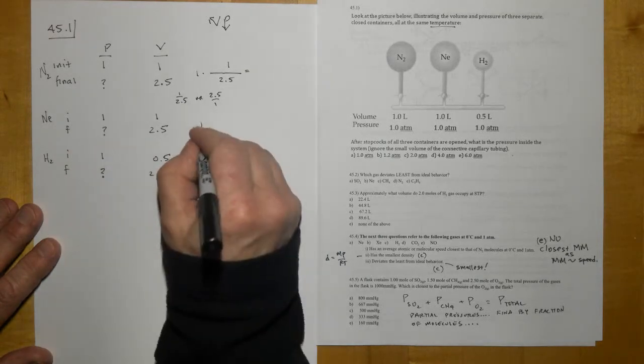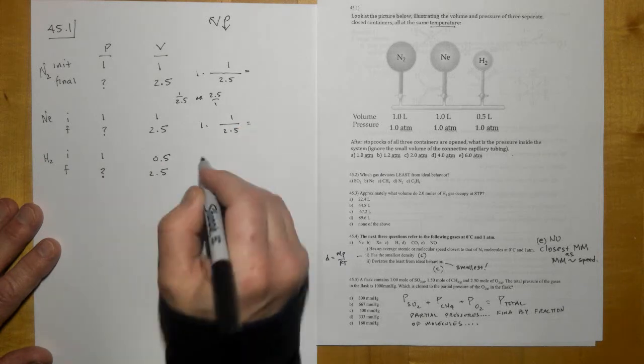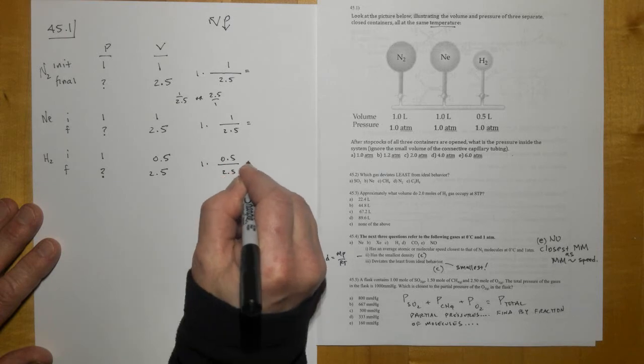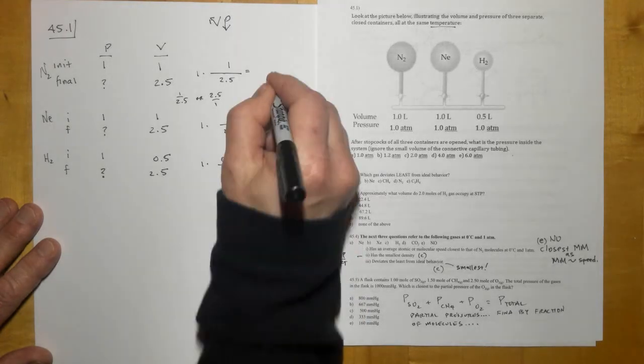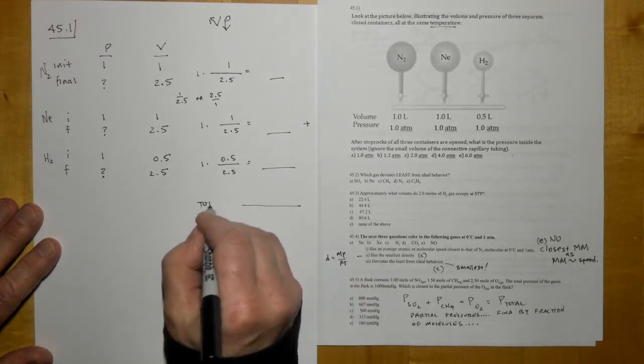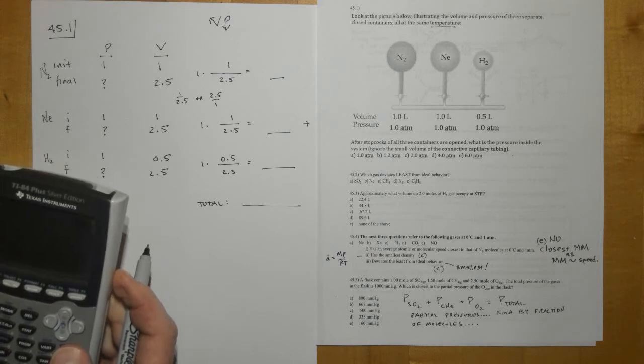For this one, same thing: 1 times 1 over 2.5. For this one, 1 times 0.5 over 2.5. Now once we get each one of these partial pressures, we could add those all together. We would get the total pressure in the system. So let's run these through the calculator really quickly.